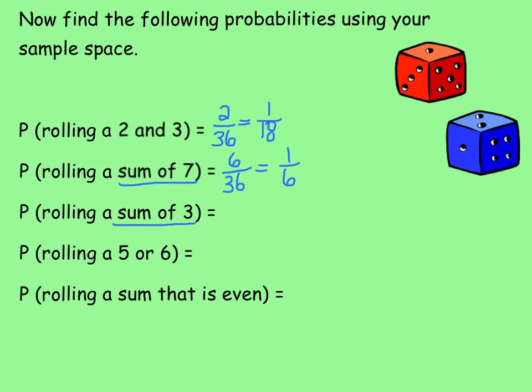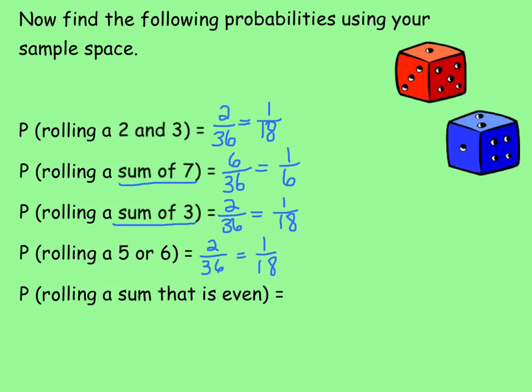The next one says, what's the probability of rolling a sum of 3? So adding them up, how many different ways can you get a 3? If you added correctly, you should have found that it showed up 2 times out of 36, which is 1/18. Next, the probability of rolling a 5 or a 6. So either 5 or 6 in that order, or a 6 and a 5. Count how many times you see a 5 and a 6. Okay, that shows up 2 times out of 36, which is 1/18.